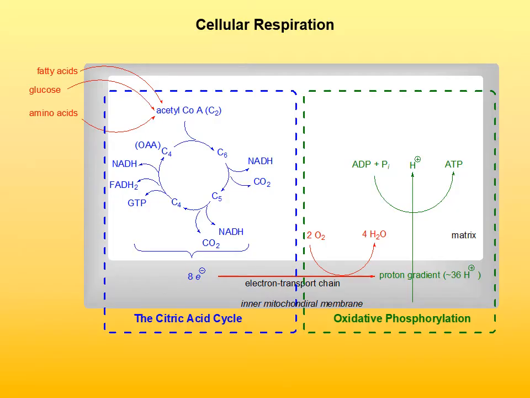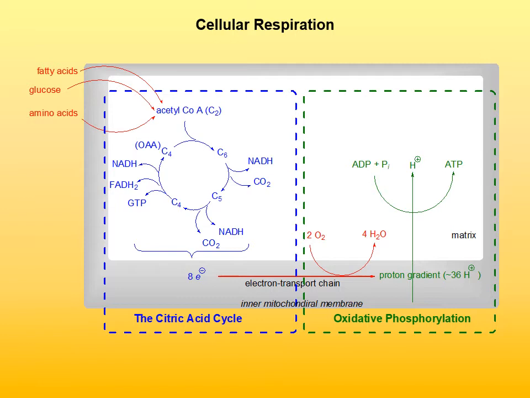Here is again a schematic representation of cellular respiration. You have seen that already in the previous presentation, in the previous lecture. So fuel molecules are oxidized in the citric acid cycle. Citric acid cycle neither generates a large amount of ATP nor includes oxygen as a reactant. Citric acid cycle is the first step in cellular respiration.